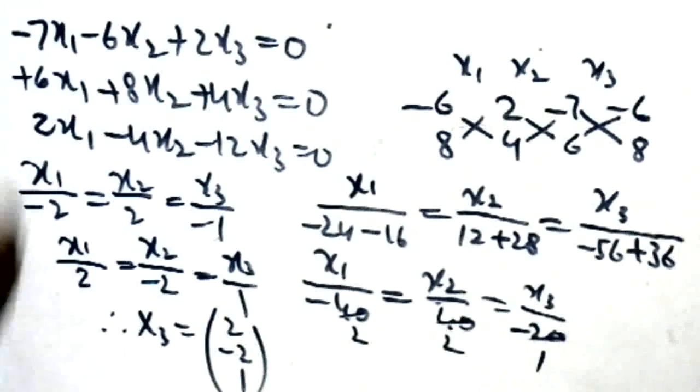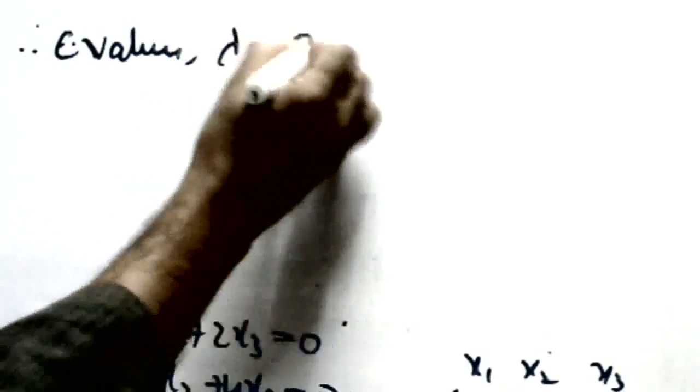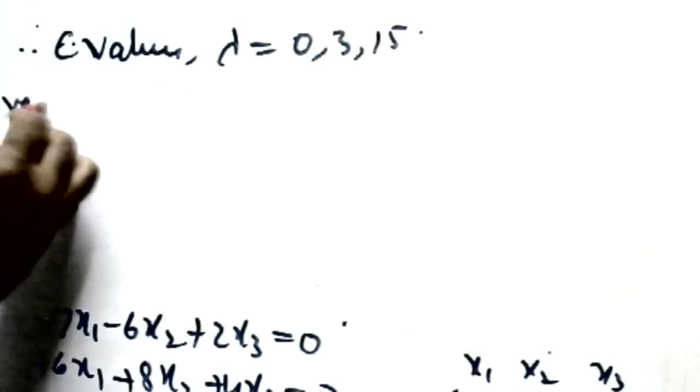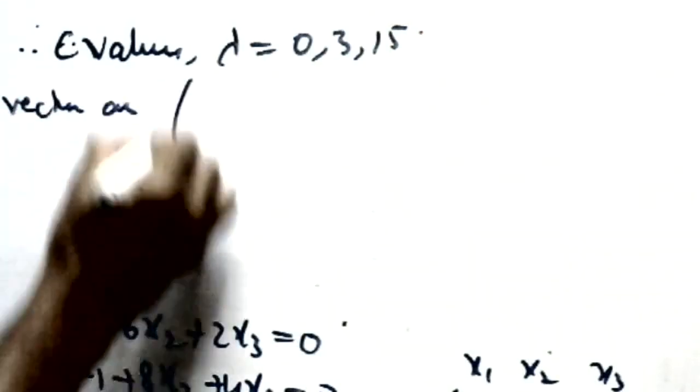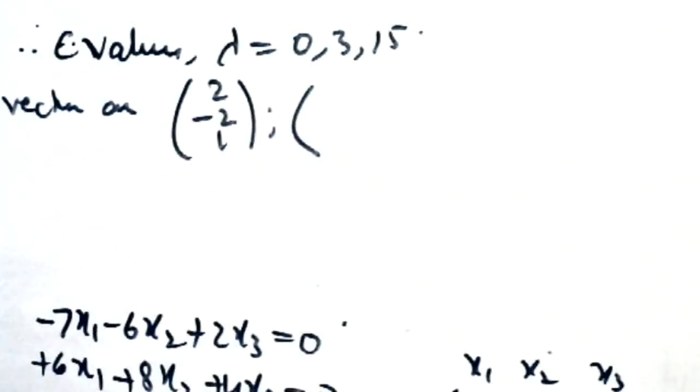Therefore, we have finished the question. Now we can write the eigen values. What are the eigen values? Eigen values are lambda equals 0, 3, 15. In the same way, we can write eigen vectors. Eigen vectors are, just now we found, 2, minus 2, 1.